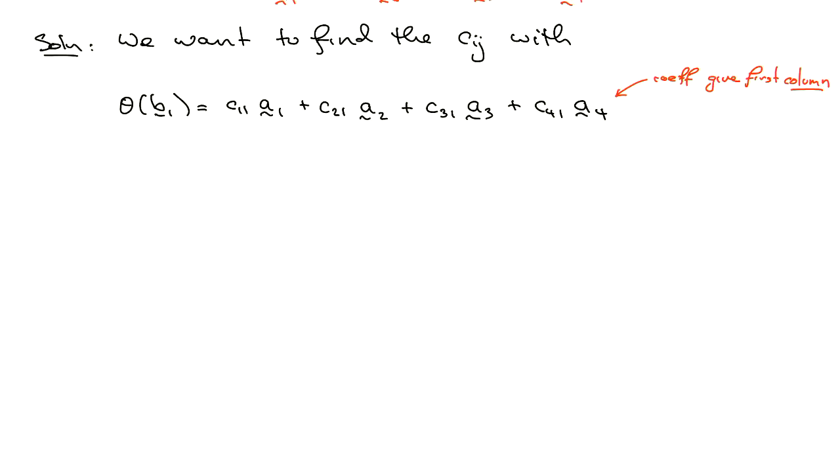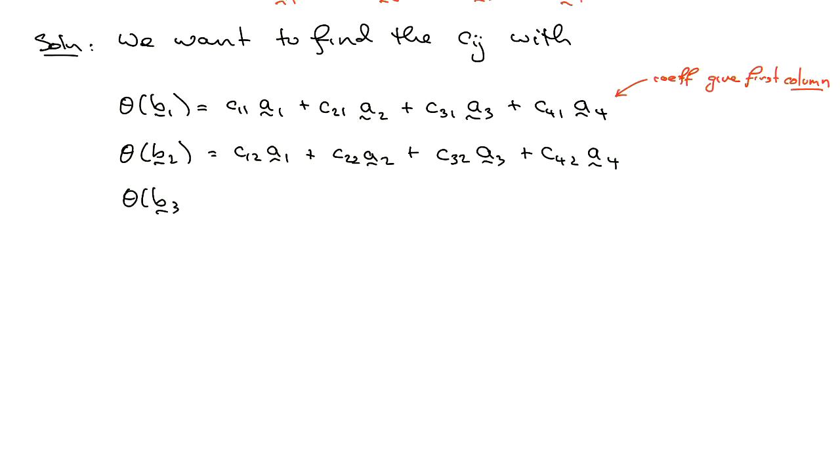And I want to do the same thing. You wouldn't necessarily write this out each time in your solution, but I'm just going through it a bit slowly the first time. Oops, not A though, C. C3,3 A3 plus C4,3 A4. Theta B3 equals C1,3 and so on, 2,3, 3,3, 4,3.